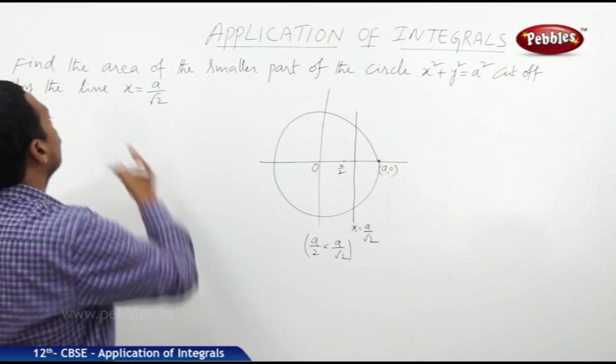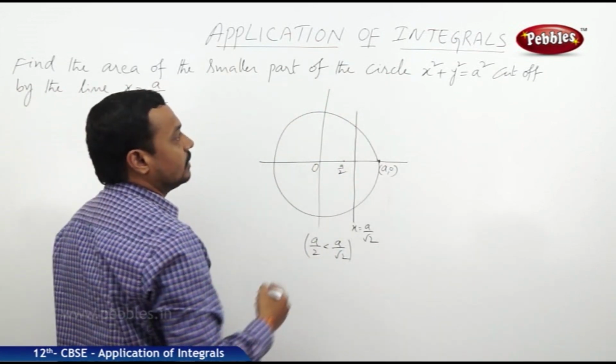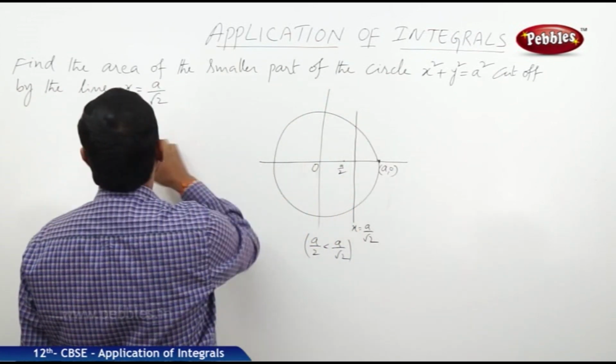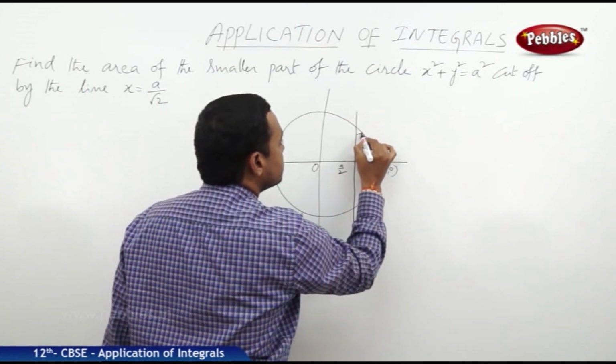Okay. Now, the area of the smaller part of the circle cut off by the line. Now, the smaller part, so here the smaller part is this one.